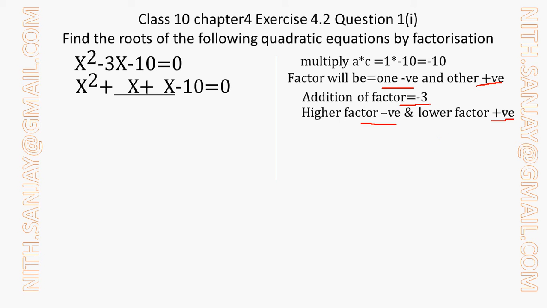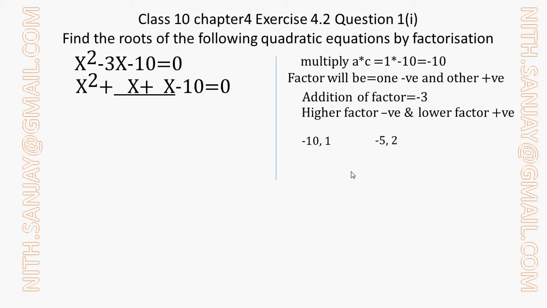When I add a higher negative number with the lower positive number, only then I can get a negative addition. So next what I will do is I will make factors of 10. One will be positive, another will be negative. The higher number will be negative and the lower number will be positive, right? So I can make the factors of 10 like this: minus 10 and 10. So they will add up to minus 9. So this cannot be my number. Why? Because they will multiply to minus 10, but they will not add up to minus 3, they will add up to minus 9. So I will reject it. So this is not my number.